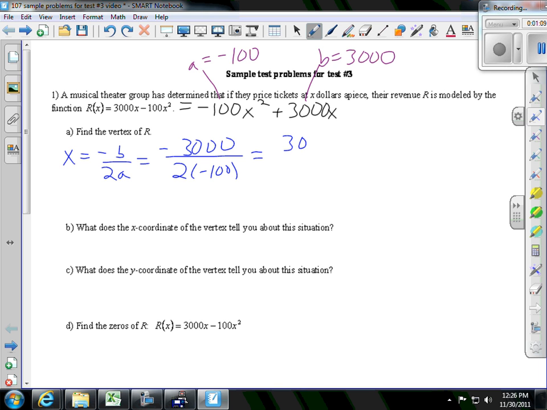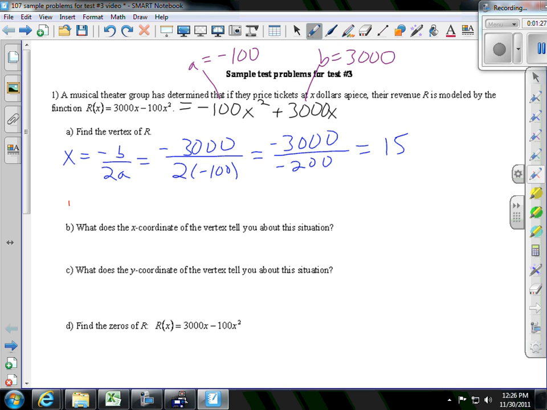So that's 3000 over 200. I guess they're both negative, so it's all positive. And we should get 15 when all is said and done. 15 is the x-coordinate of the vertex. In order to find the y-coordinate, we need to plug 15 back into the function.